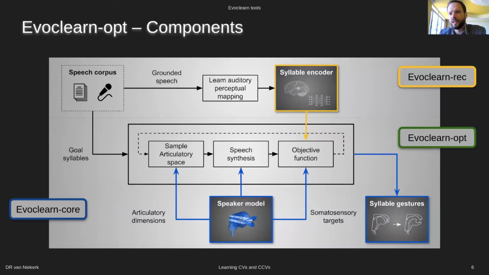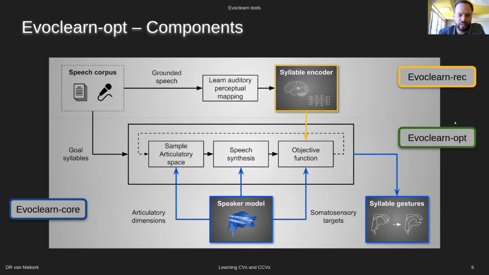Here is a quick overview of one experimental setup with our tools. As I said, this articulatory exploration process is implemented as an optimization process. In this block diagram, it's the central block in the center of the slide. It implements a loop of articulatory space sampling, speech synthesis, and then some objective function, where we match the produced speech to some objective, some goal that we're trying to produce eventually. This is the central process that runs.